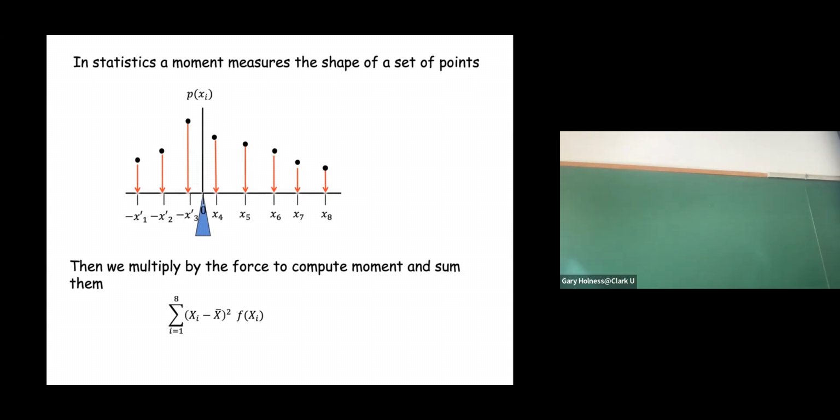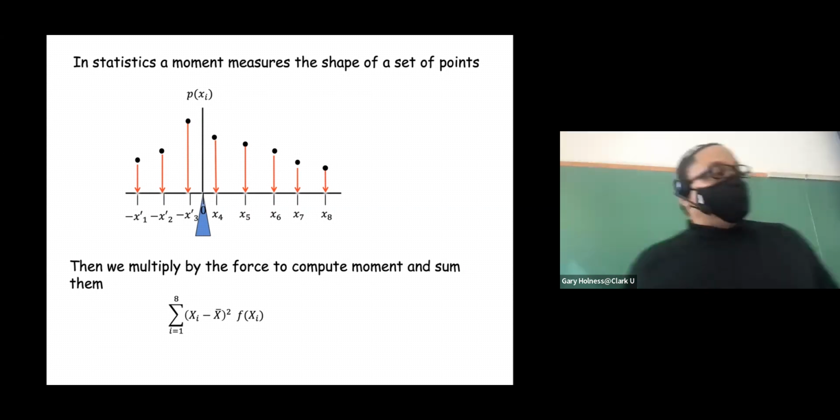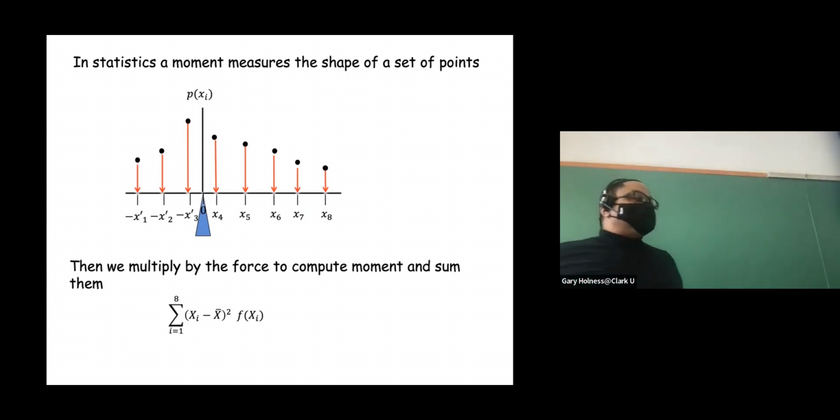And the force, we said, is the probability mass, which is just the function f, our probability mass function, for each one of those measurements. Does that make sense? Any questions?